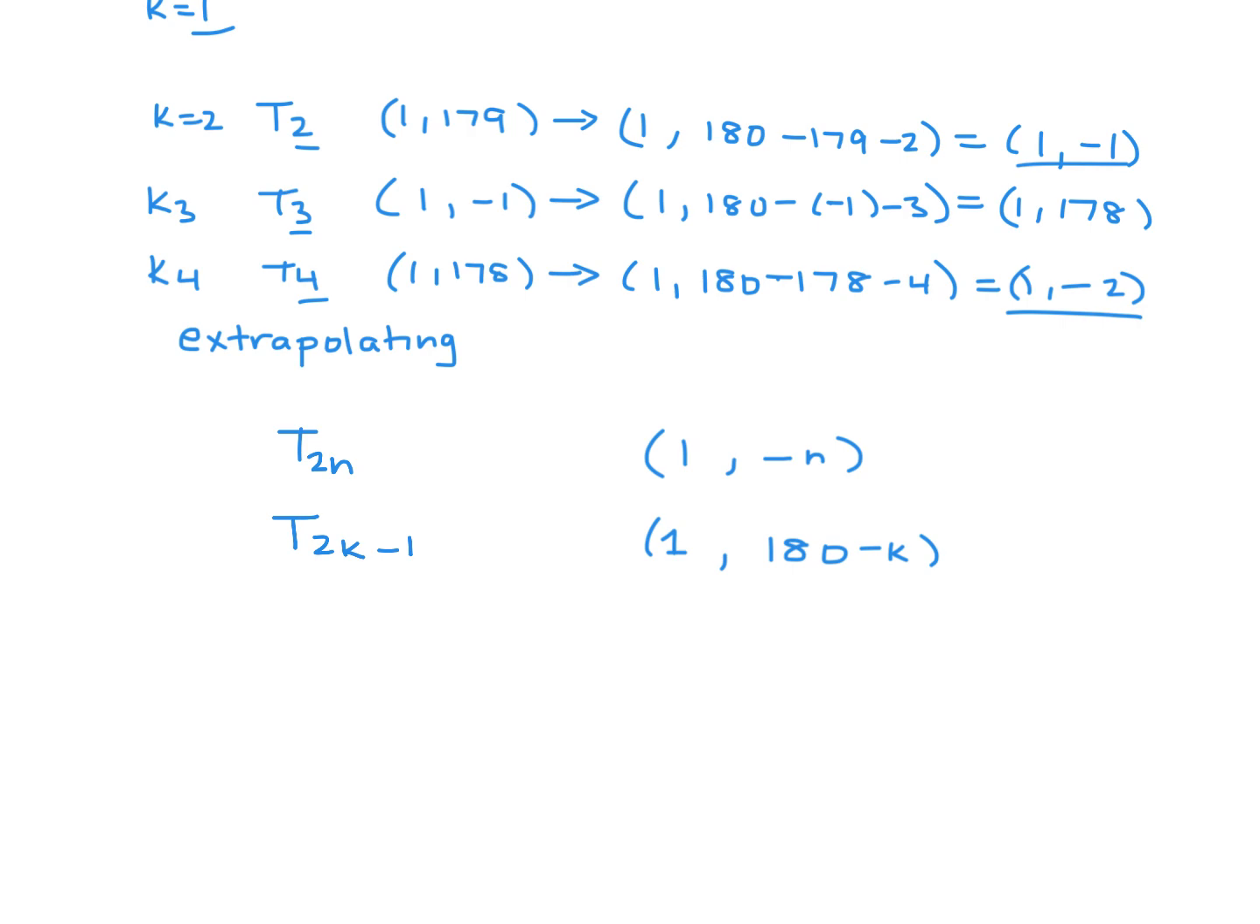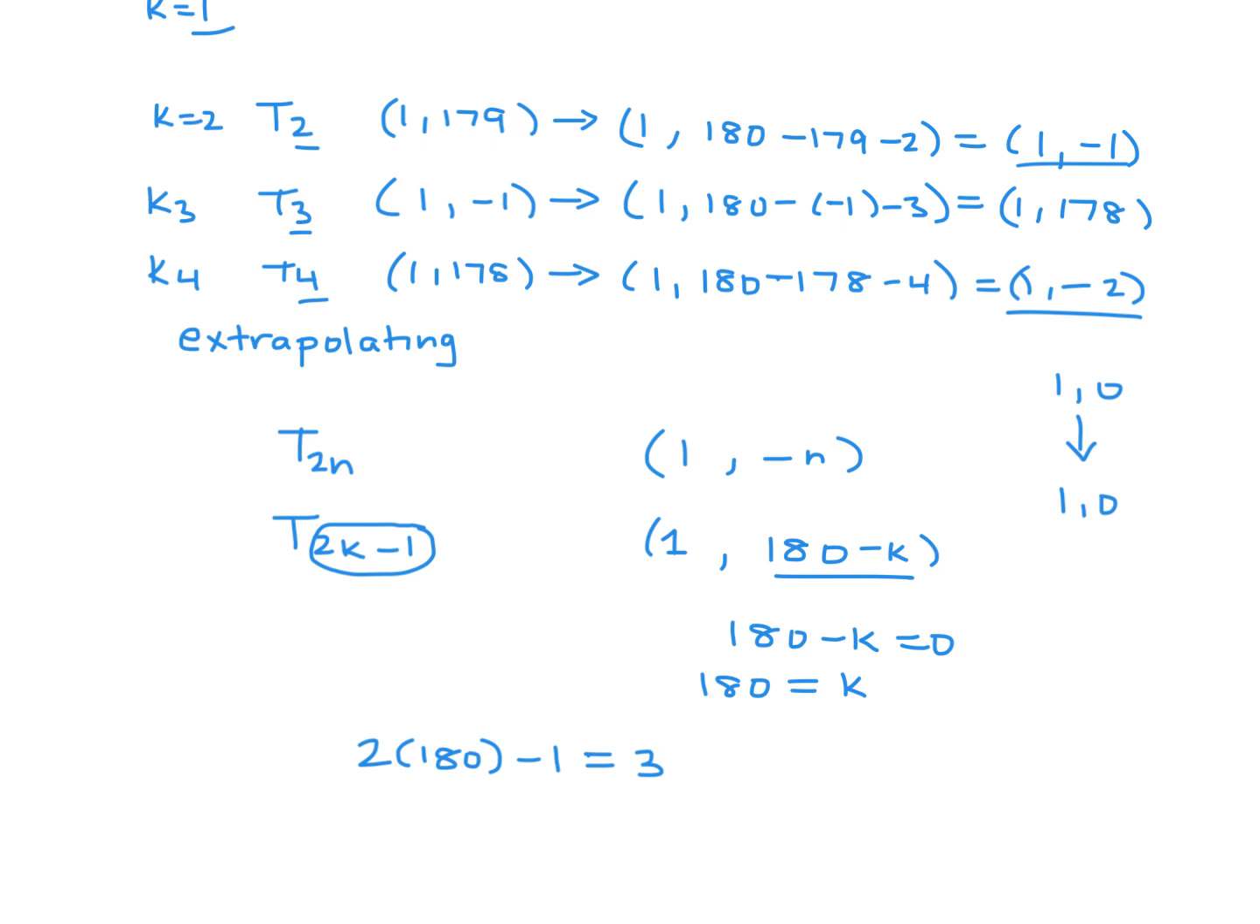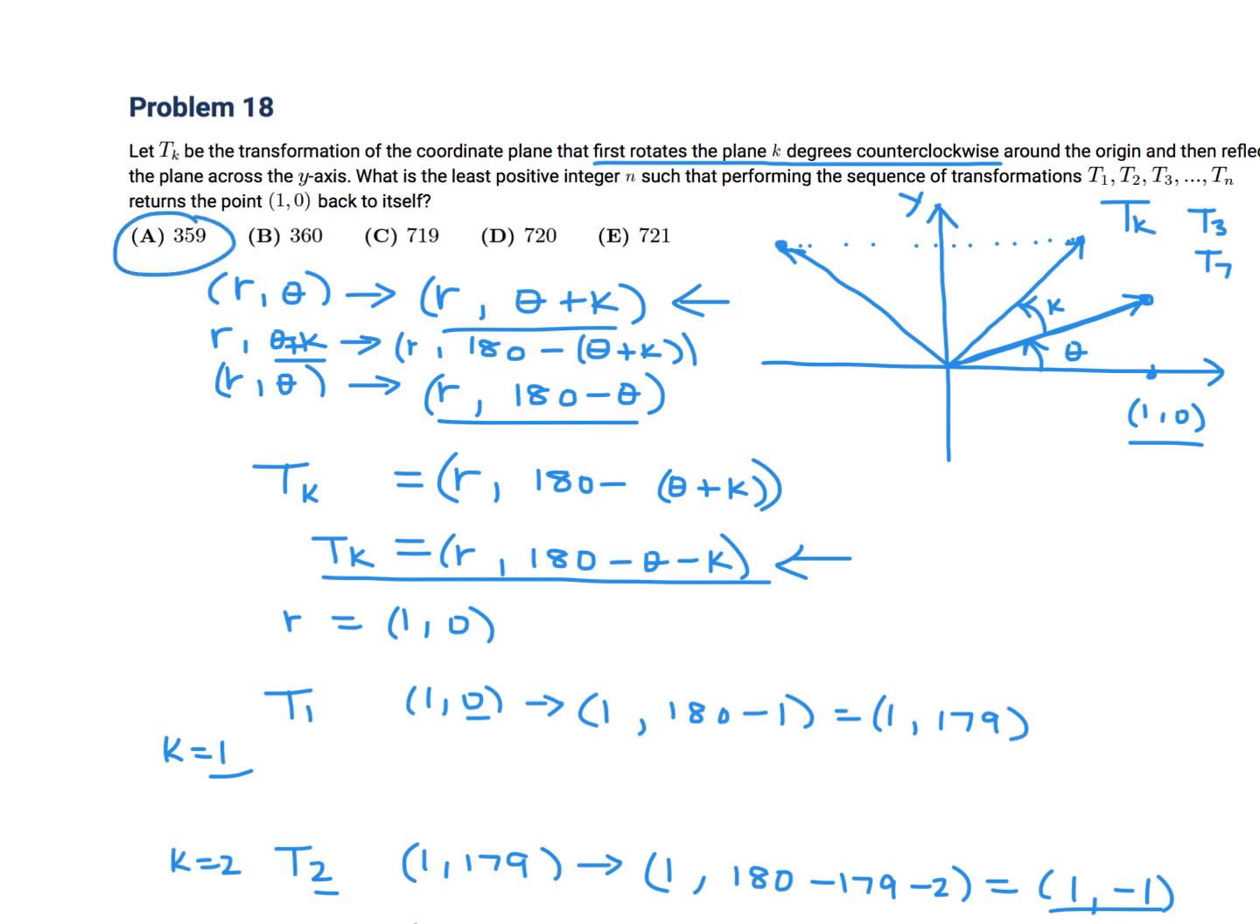So for example, when 2k minus 1 is 3, that meant that k was 2, and that's why we got 178. Okay? So what we want basically is this to be equal to 0, because we want (1, 0) to eventually go back to (1, 0) again. So we want 180 minus k to be 0. That means we want k to be 180. If we want k to be 180, then that means that this guy would therefore be 2 times 180 minus 1, which is 359. So on t359, the (1, 0) would eventually go back to (1, 0) again. So that is 359, makes it choice A.